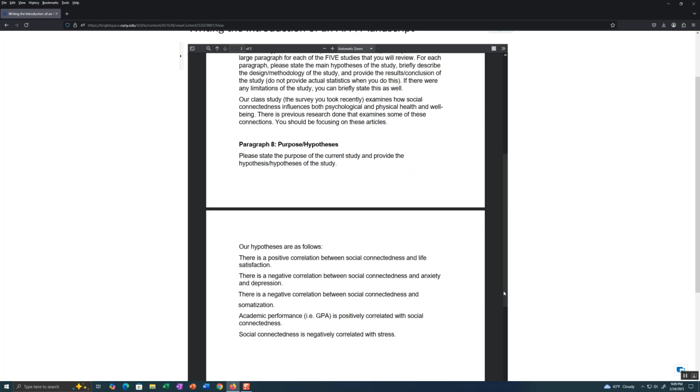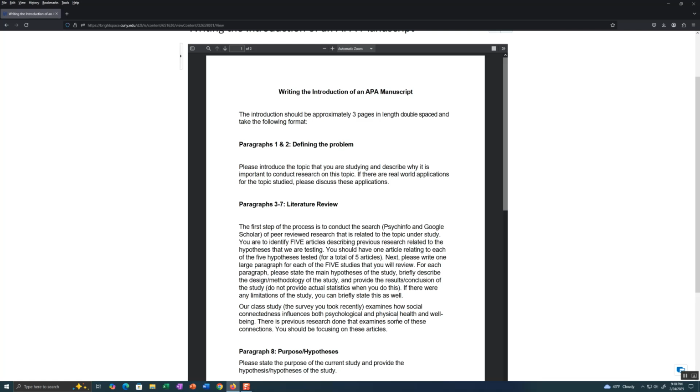And we can see that it's going to be 8 paragraphs long, and it's going to take up approximately 3 pages in length, double spaced. The first 2 paragraphs are defining the problem. What is the problem? Well, in this case, the problem is the relationship between social connectedness and physical and mental health. That's the problem, but we also want to know why it's important. So in those first 2 paragraphs, you're going to discuss what the problem is and why the problem is important to study.